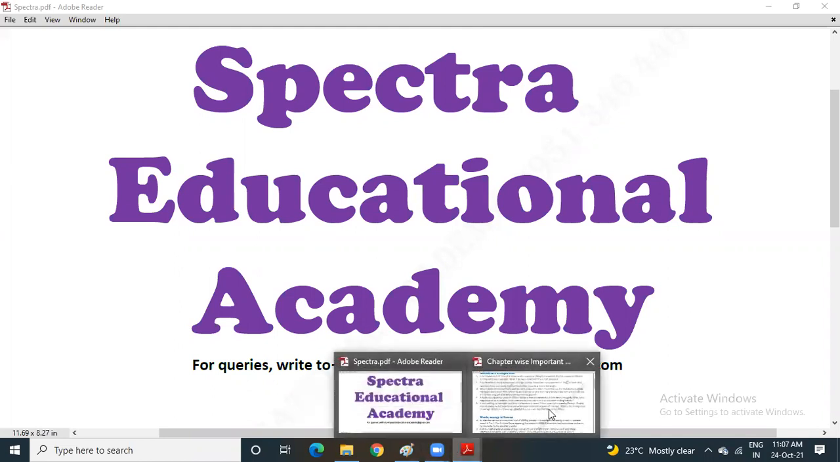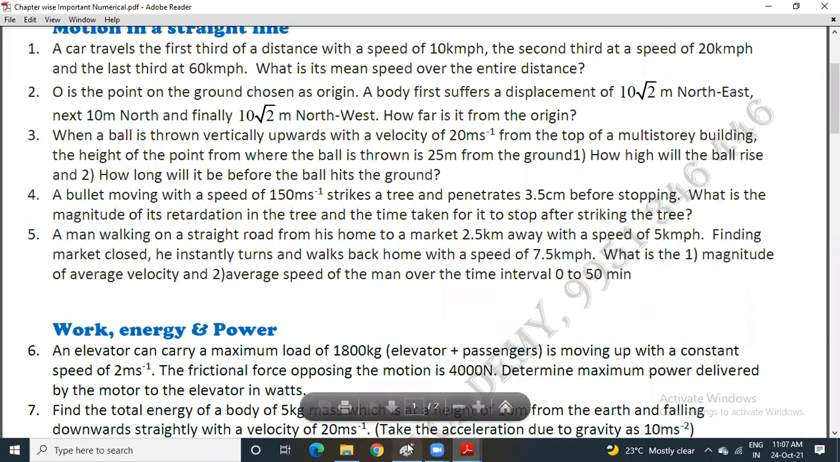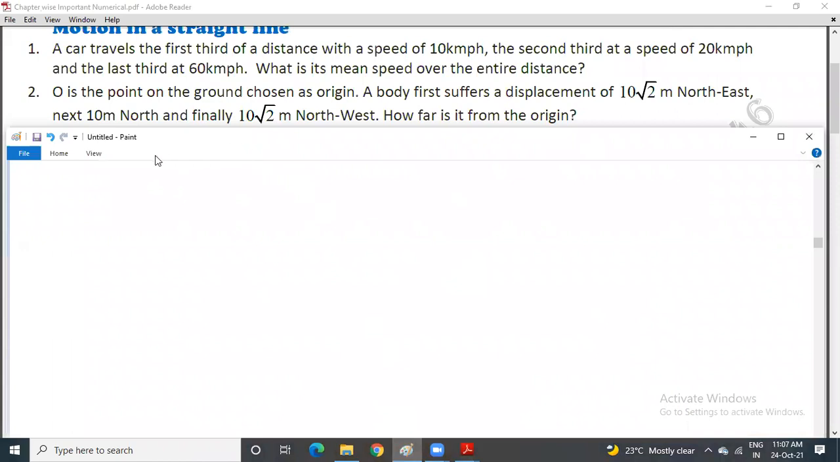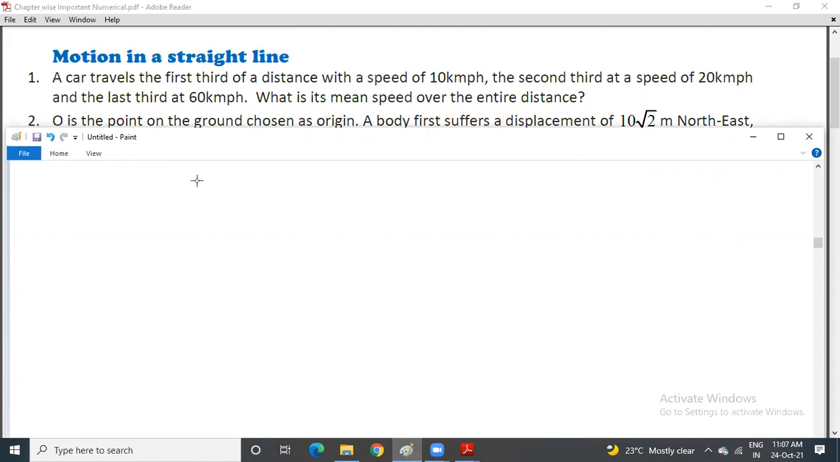In this video, I am going to explain numericals. They may be given in VSAQ or SAQ and LAQ in the different chapters. First, let us begin with the motion in straight line. Let me read the question first.